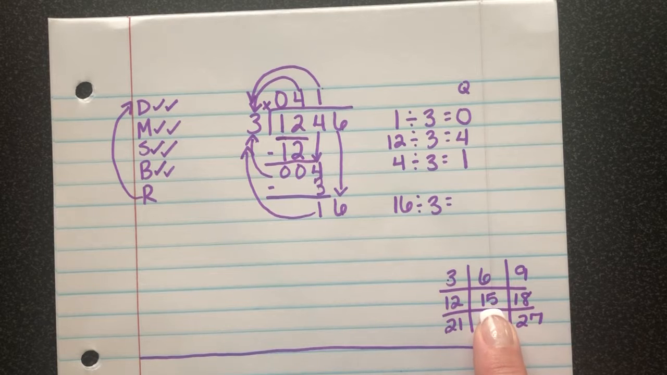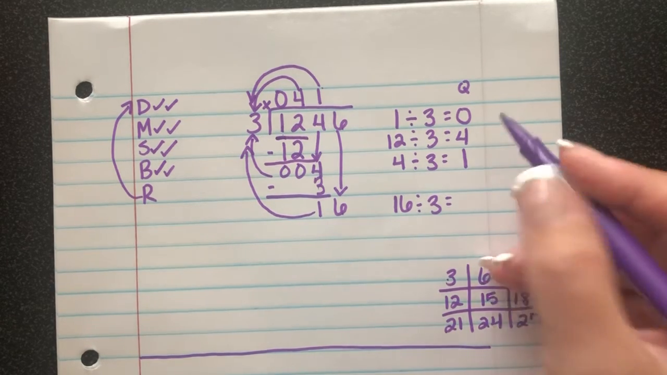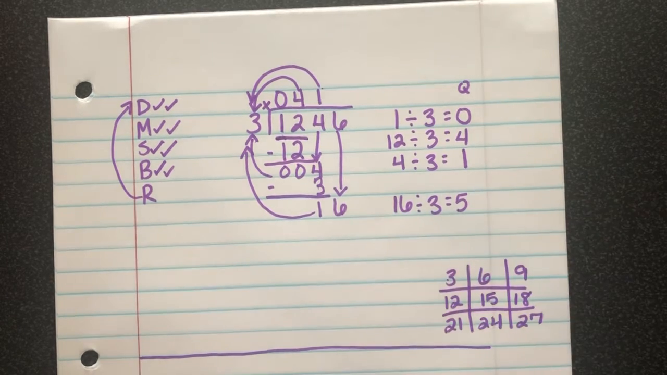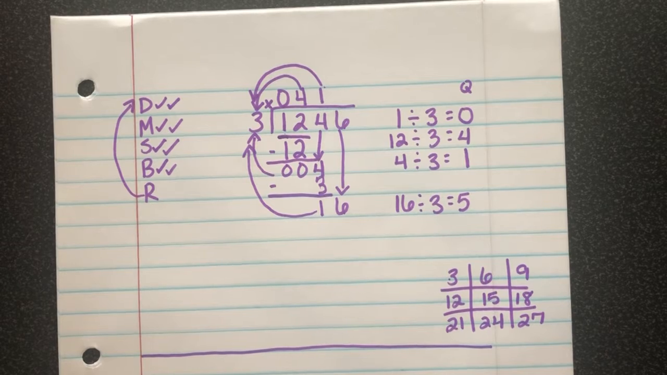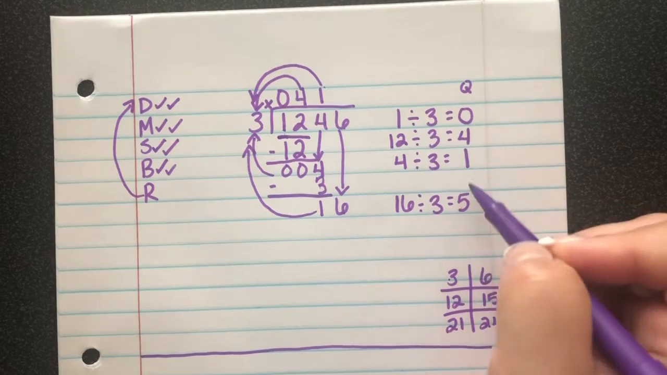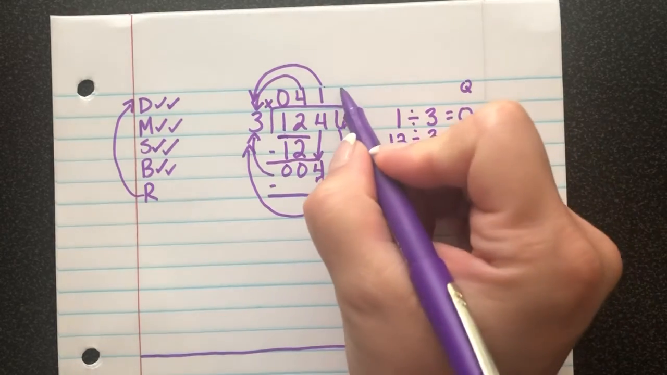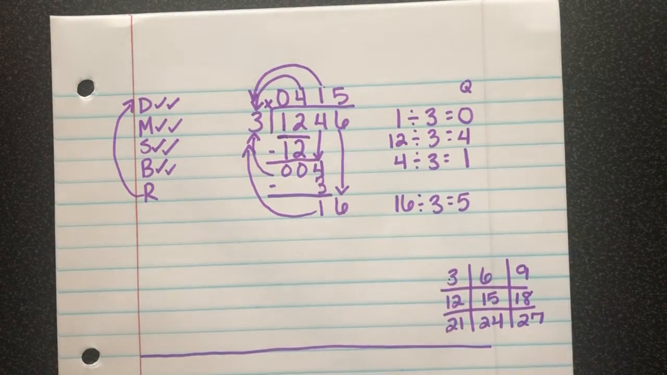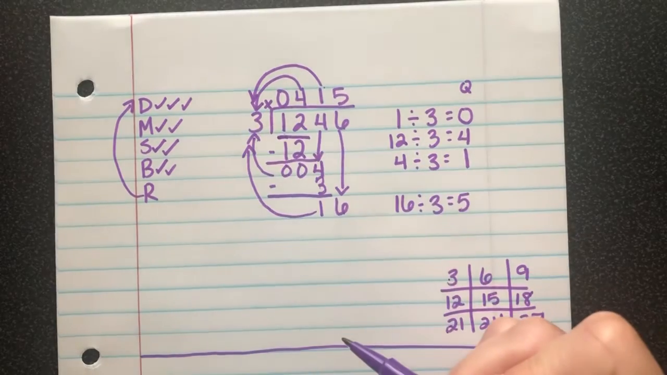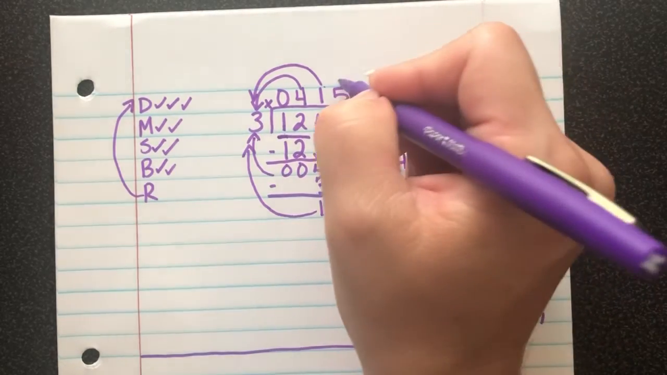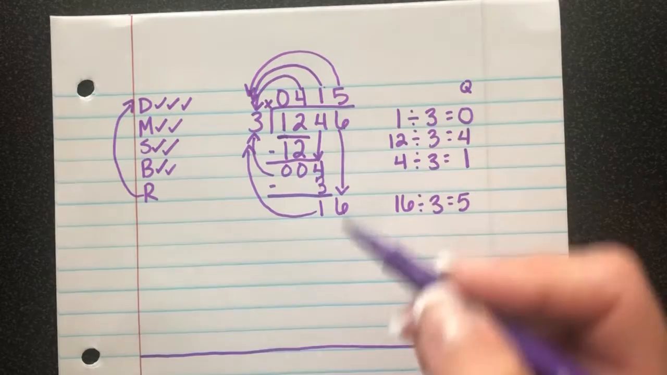Now I need to see how many groups that is that gets me that 15. 1, 2, 3, 4, and 5. So we're going to say that 16 divided by 3 equals 5. That is a quotient. Remember, all these are quotients. That 5 needs to go up here where the quotients go. So we've divided again. Now I need to multiply that 5 by my divisor.